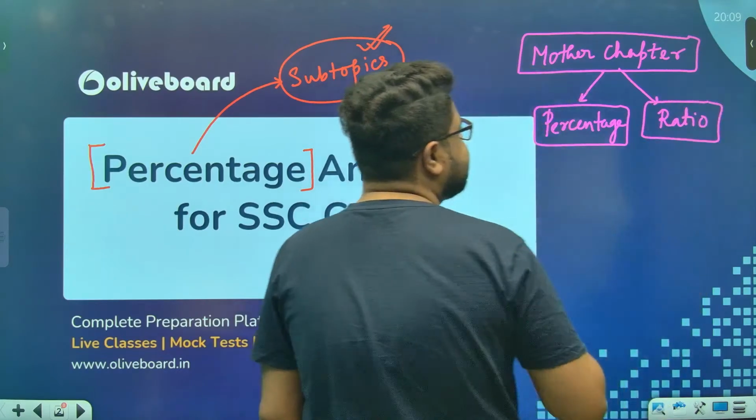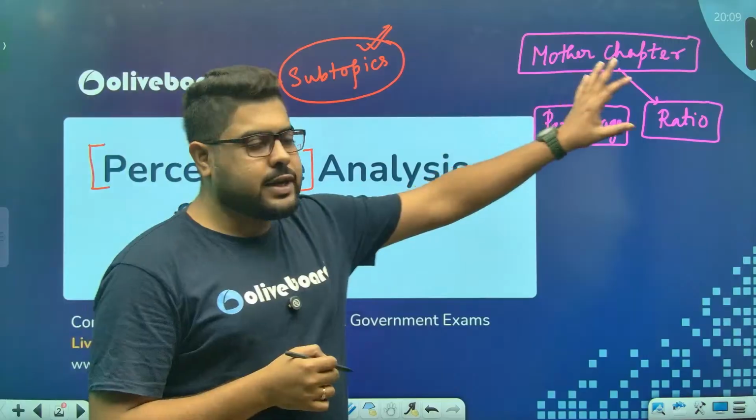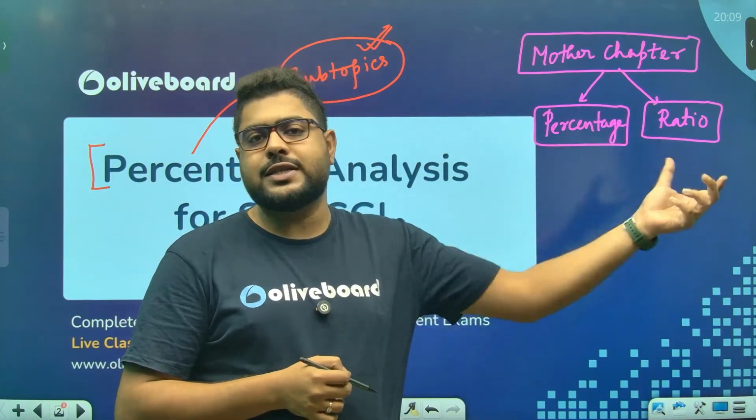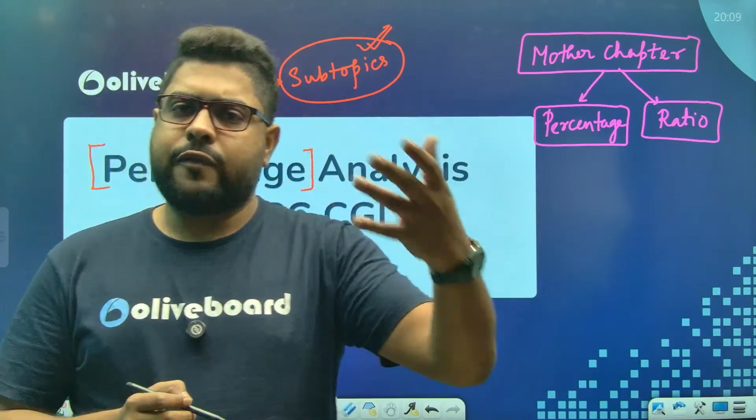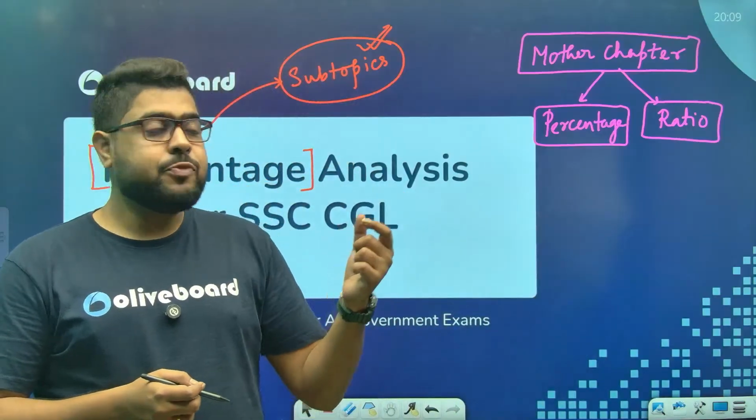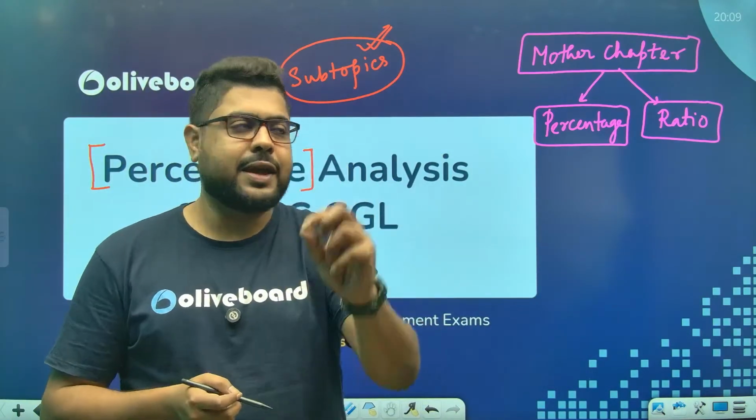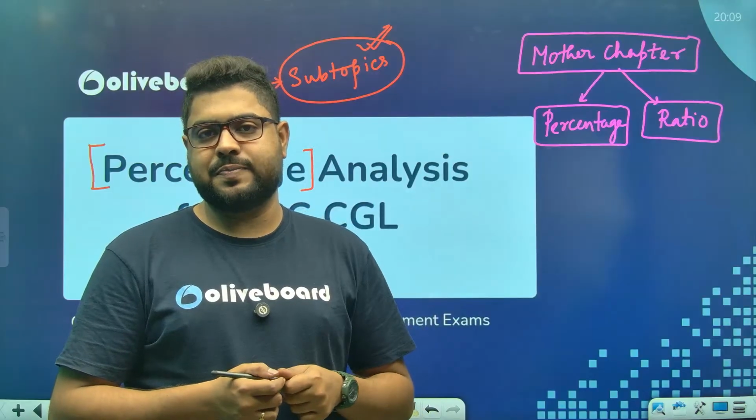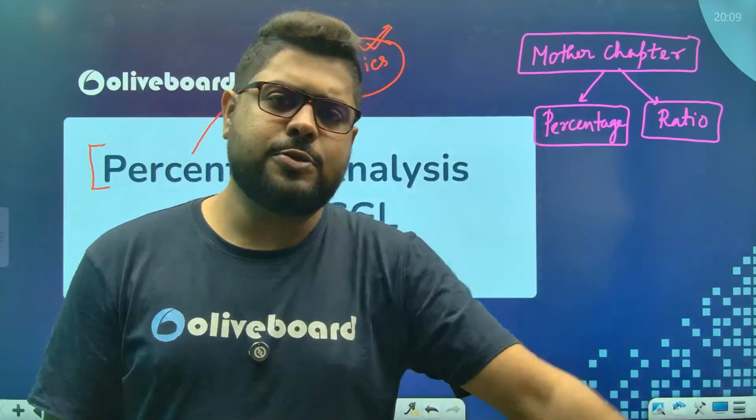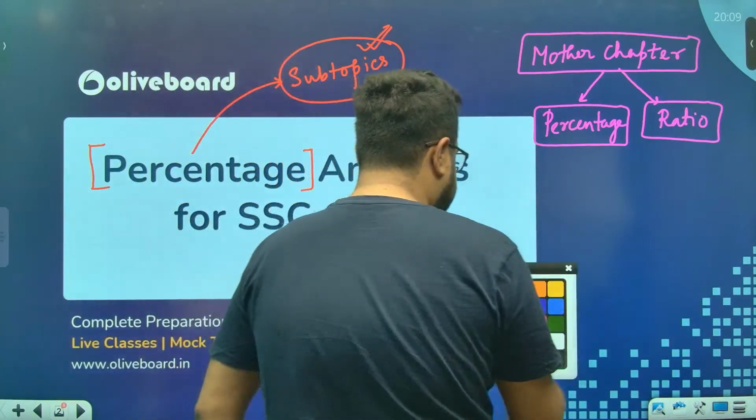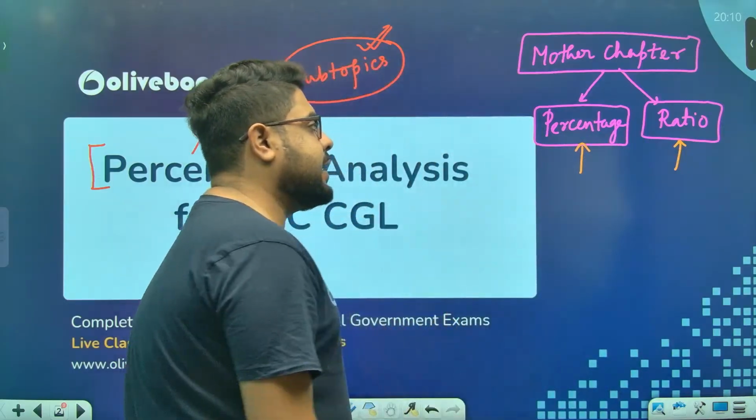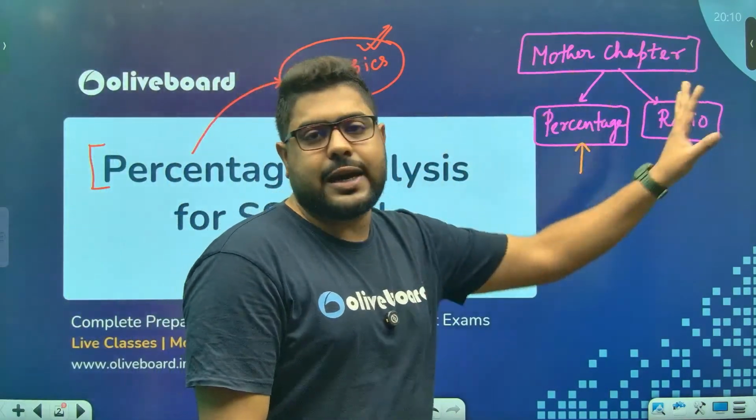Why is that? Please understand, all the other chapters of arithmetic are mainly dependent on these two concepts. Let's say you take profit and loss: percentage profit, percentage loss. In the name itself, we are taking percentage. Ratio-based chapters are time, speed, distance, time and work, partnership. All those chapters are based on ratio. So these two are mother chapters because these concepts will be required for other chapters as well.